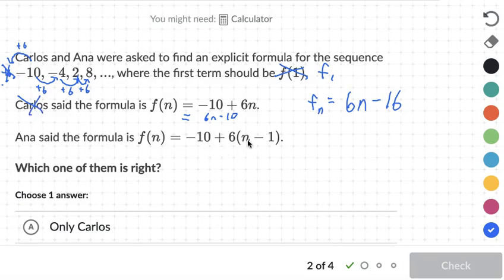Let's go ahead and simplify this one. We have negative 10 plus, let's distribute the 6, that'd be 6n minus 6. Combine the like terms, negative 10 minus 6 is negative 16. So Anna said 6n minus 16, which is what we got. So in this case, Anna's formula is correct and Carlos is wrong.